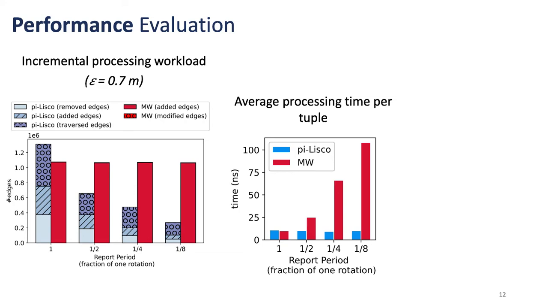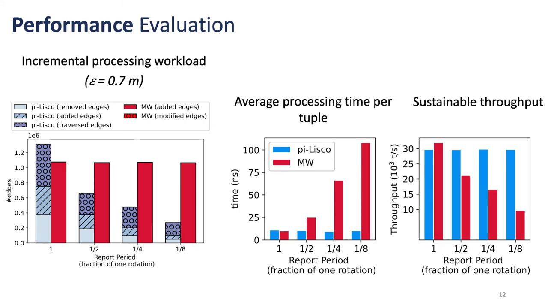As the next metric, we study the effect of the report period on the throughput while keeping latency low. As shown, since the processing time of a tuple in Pi-Lisco is independent of the report period, the throughput does not depend on the report period either. Therefore, the clustering results can be output more frequently without affecting Pi-Lisco's throughput. But this does not hold for MW, since decreasing the report period increases its per tuple processing time.